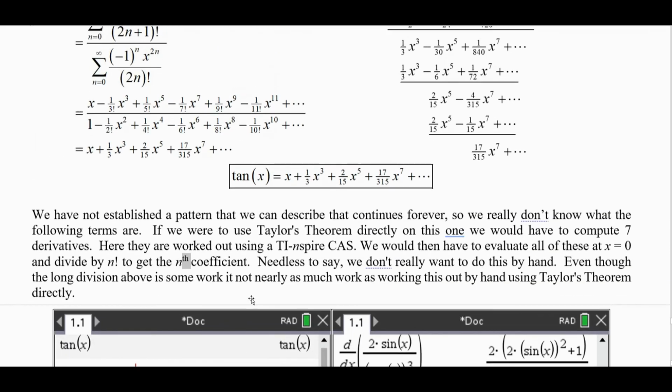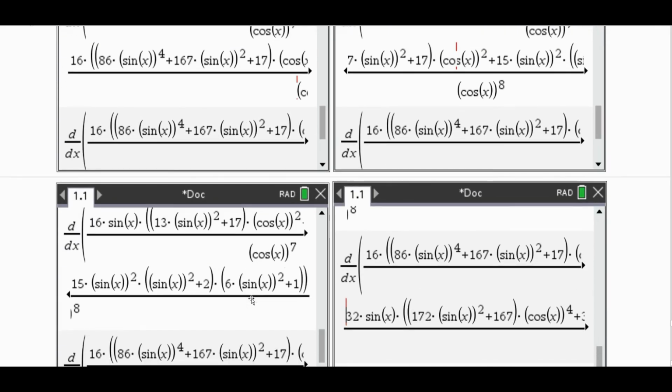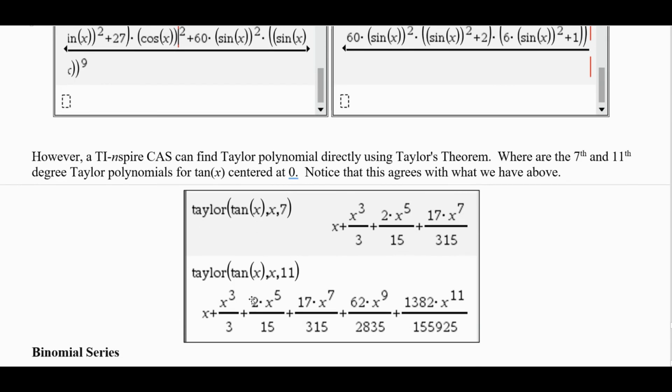Okay. The good news is the TI Inspire calculator actually will use Taylor's theorem and do this out directly and work it out, and it will give us a Taylor polynomial. The command is Taylor, function, variable, and then I think right here you might be able to put in like x minus 1 or something for where it's centered.